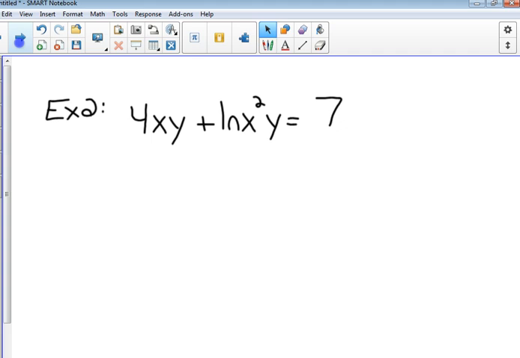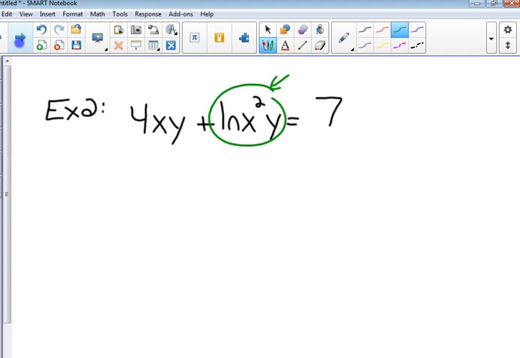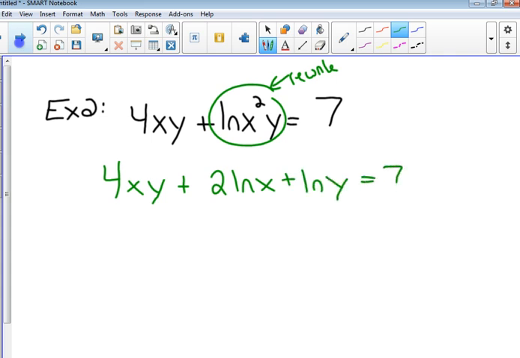And then don't forget to do this part. Make sure you guys are rewriting this before you just go and take the derivative of everything. So 2 ln x plus ln y. Right, it just makes it so much easier. And then take your derivative down both sides. Watch out in here if you're using something special to multiply.